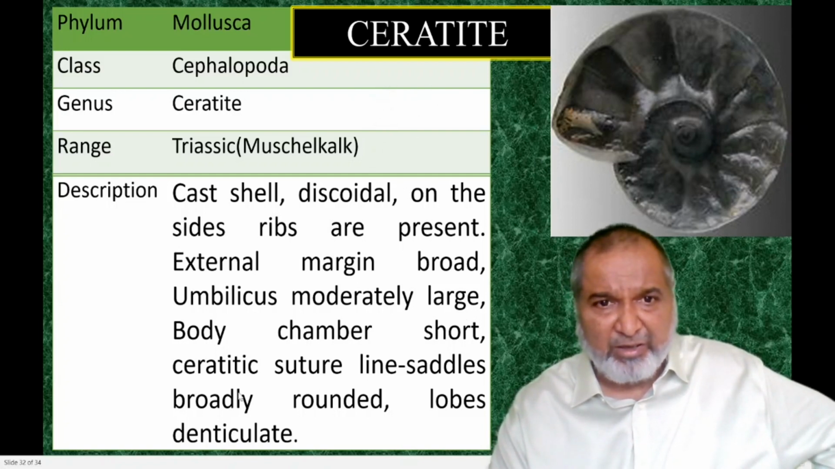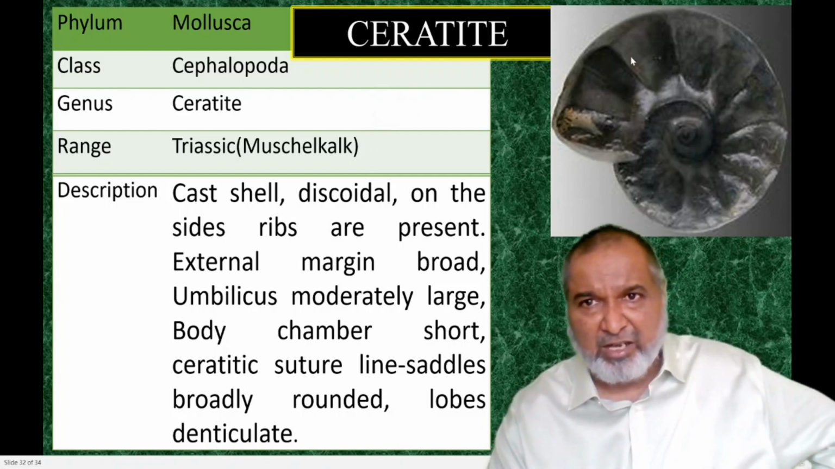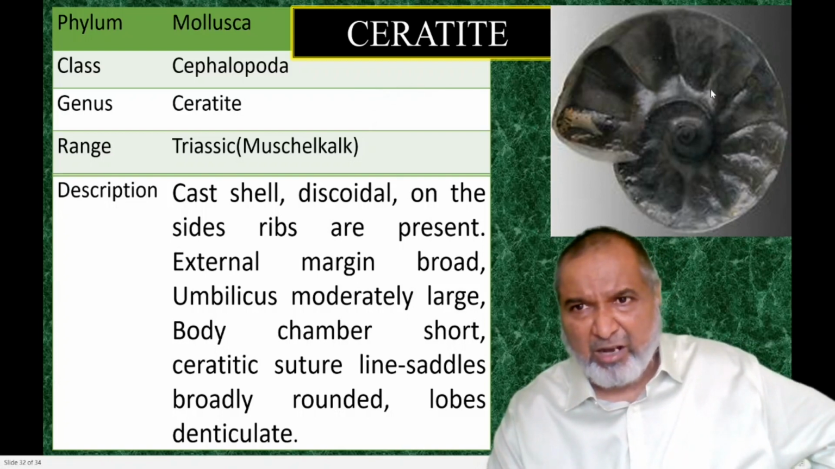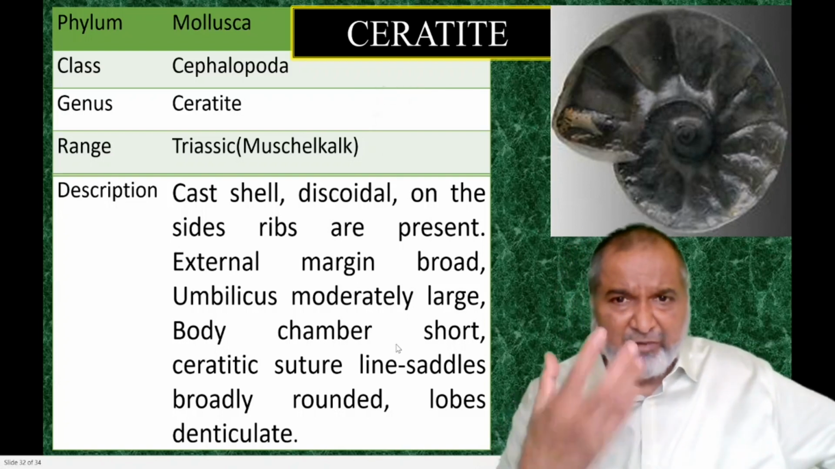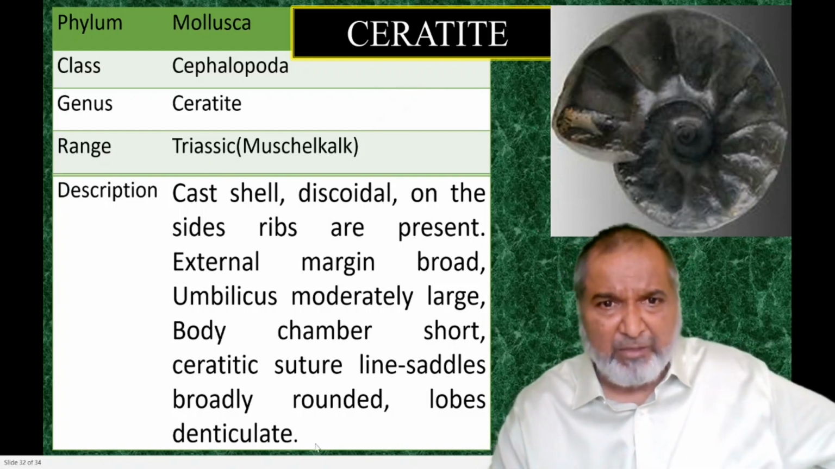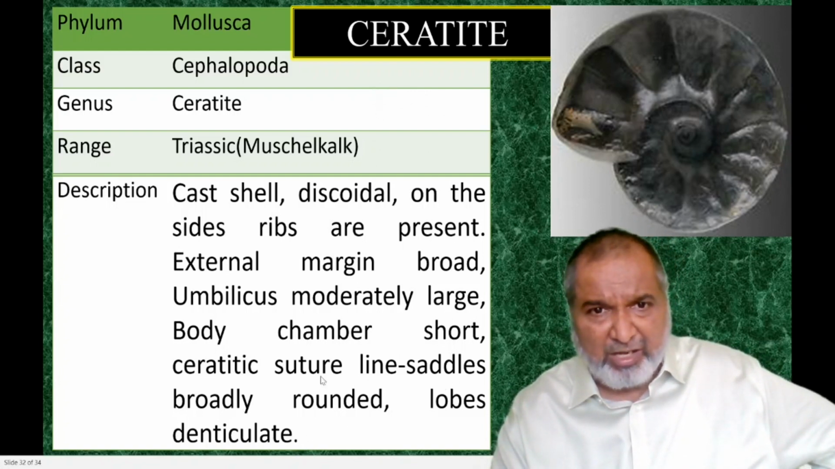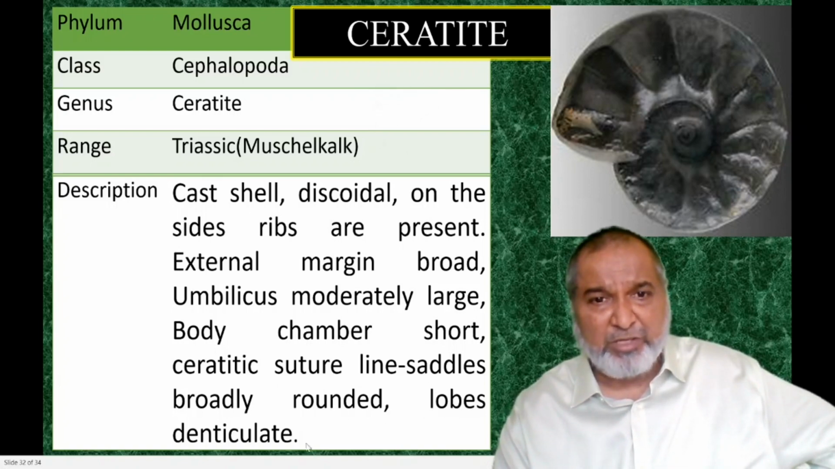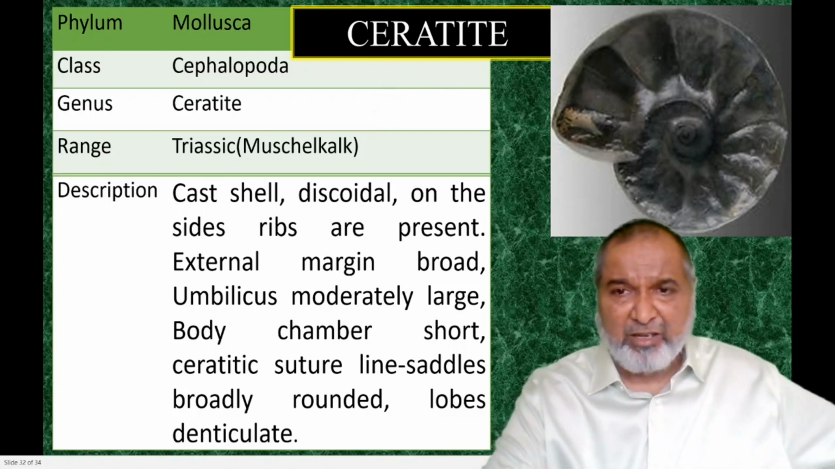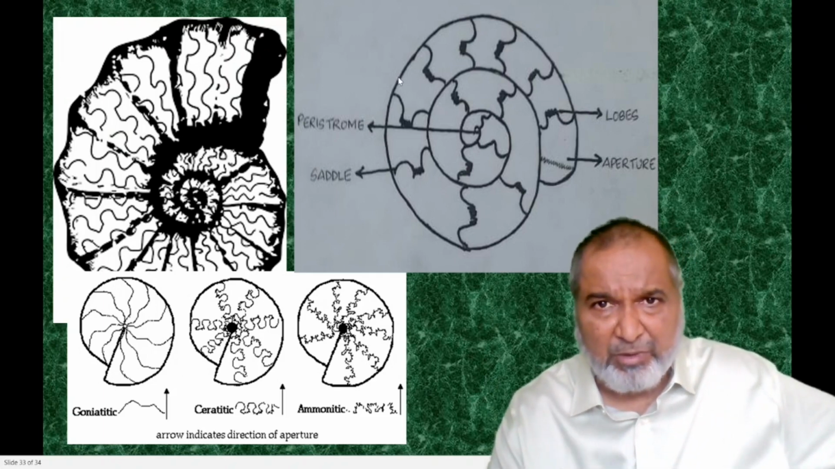Body chamber short. Ceratite suture line. Yes, we are going to see that line, though now it is not clear. We will see clearly in our specimen. And lobes and suture lines, that is, serrate suture lines are there. Saddle broadly rounded. Lobes are denticulate. So that is what we are seeing in that Ceratite.